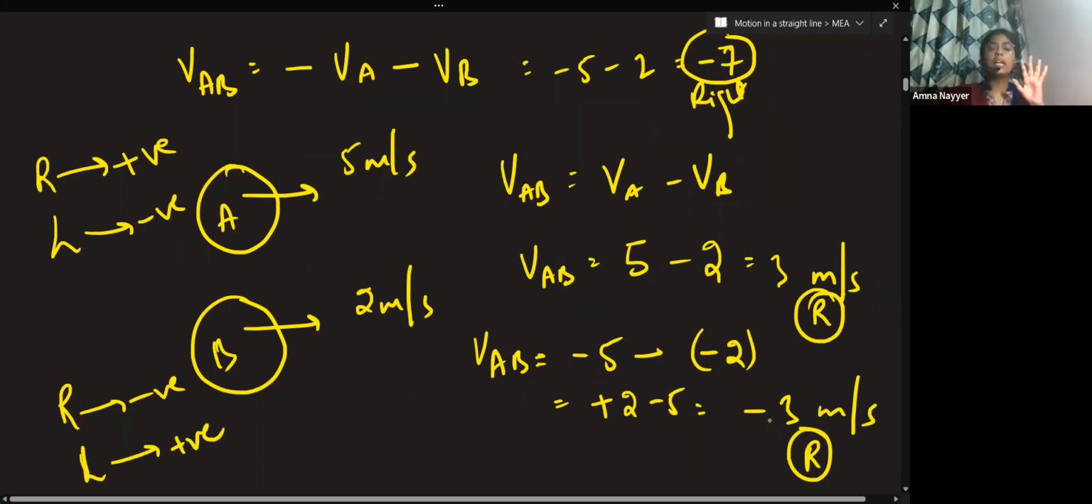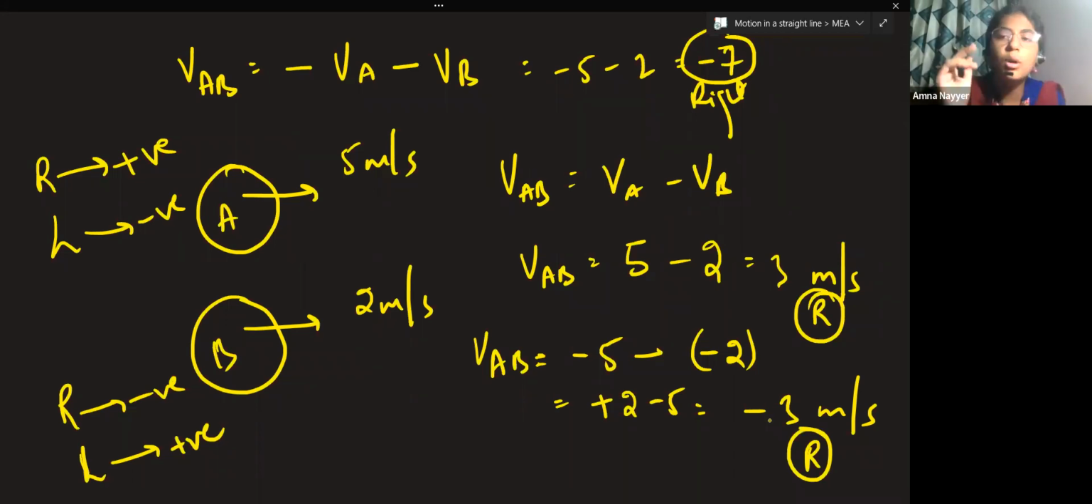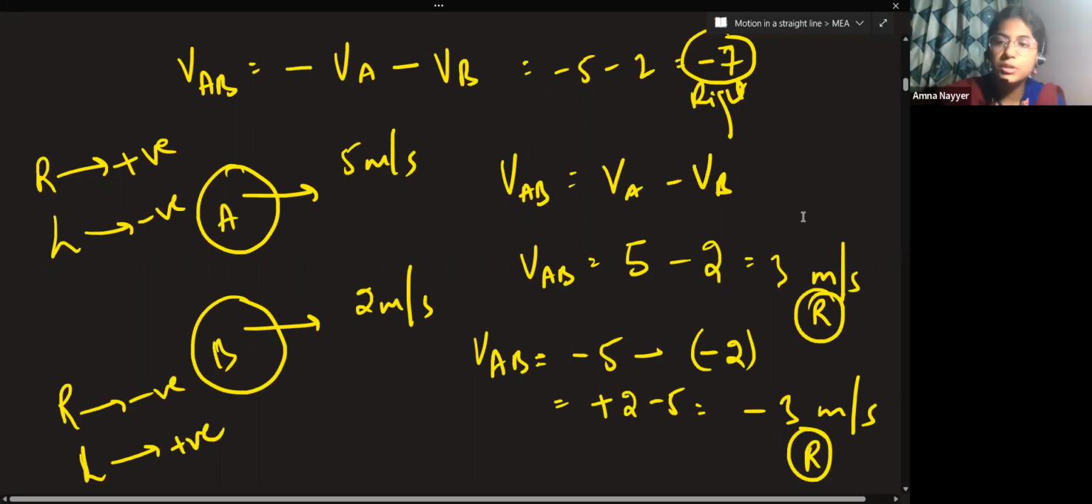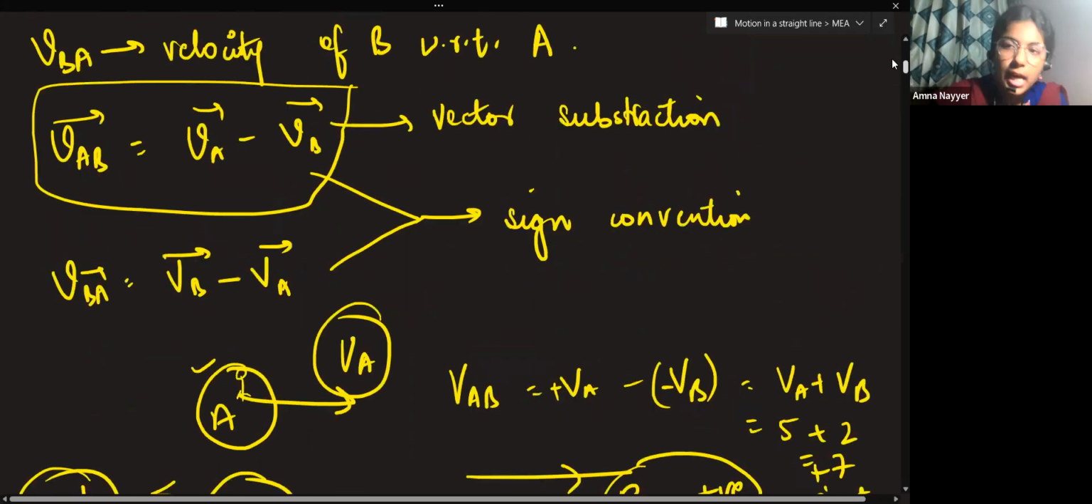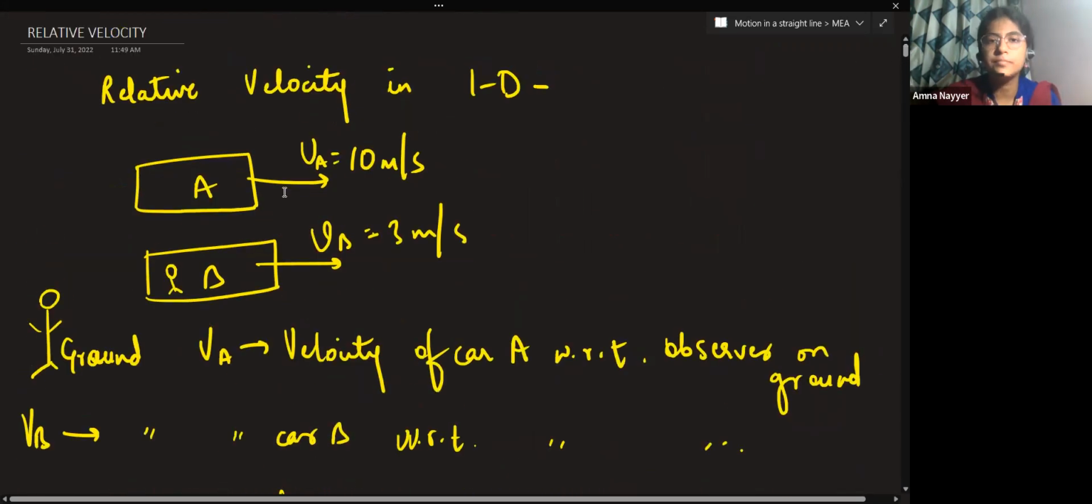So did you get it? I've told you all the possibilities: if two objects are moving together, right, left, whatever sign convention you choose, or if two objects are moving in opposite directions, whatever you choose. First note this down, then we practice some questions. I'll help you with it, then it will get more clear. Note it down.